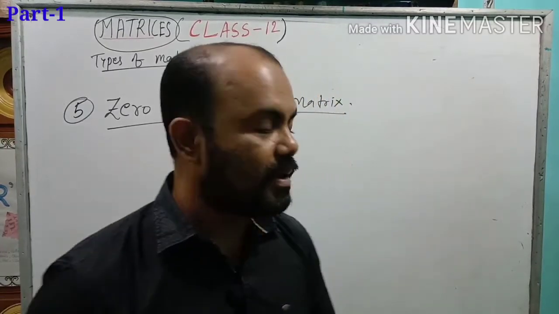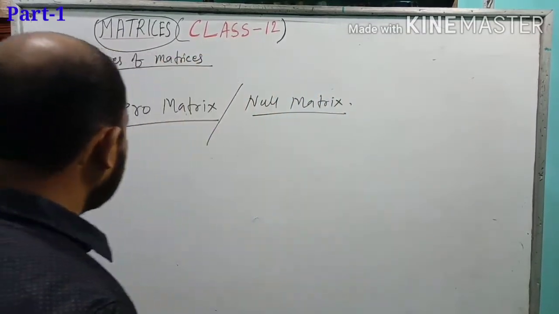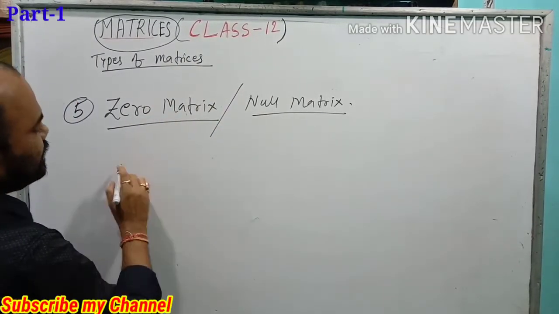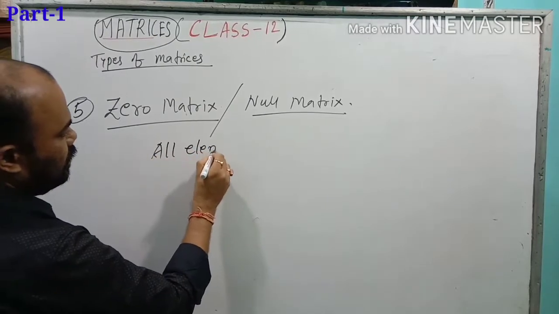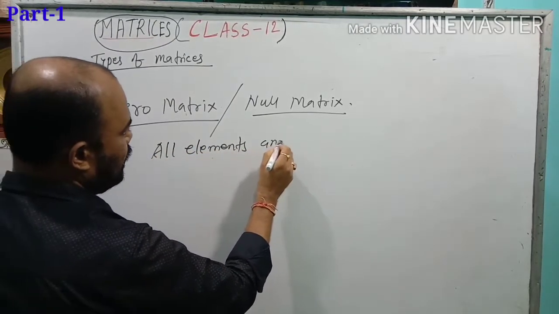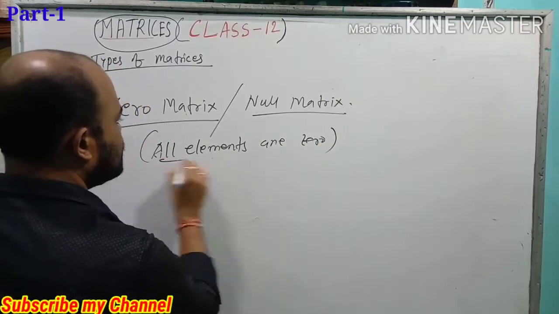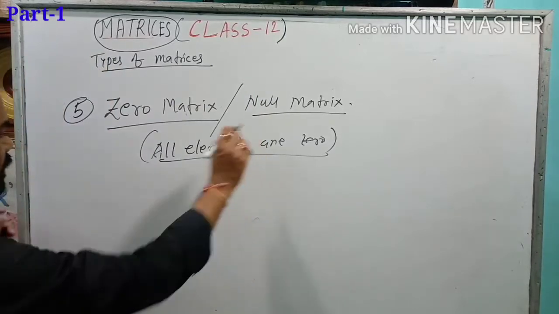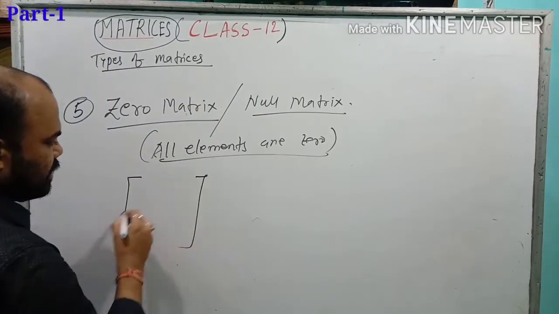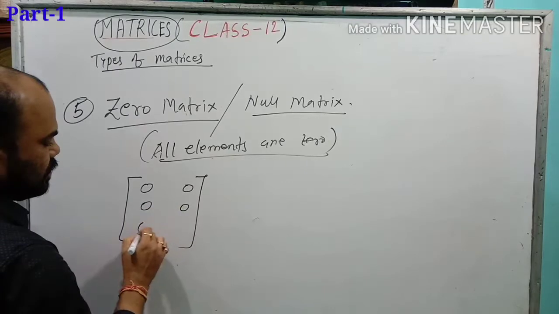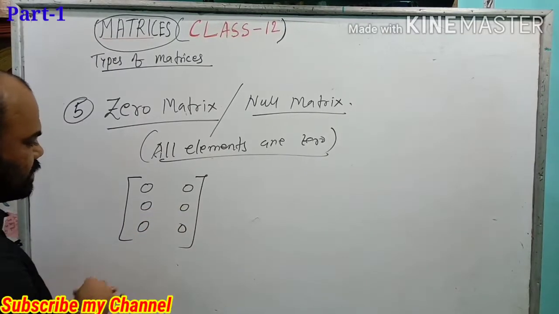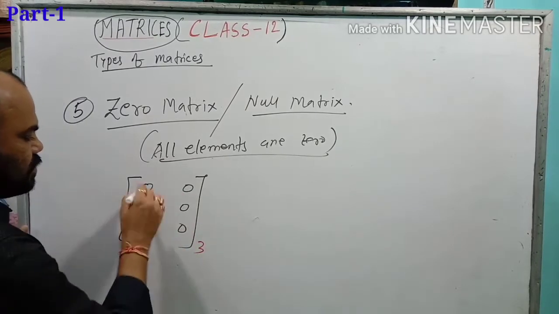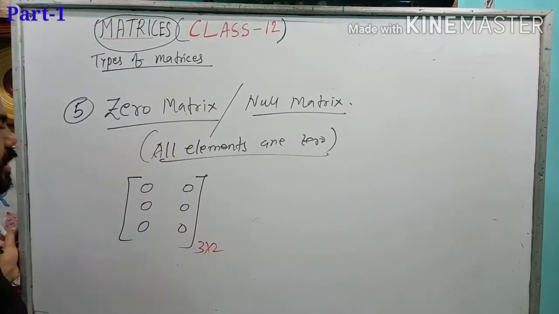Clear? There may be different types of zero matrices. What is the main thing of a zero matrix? All elements are 0. So this is the definition: if in a matrix all the elements are 0, this matrix is called a zero matrix. For example, you can take this one: 0, 0, 0, 0, 0, 0. What is the order of the matrix? See here, there are 1, 2, 3 rows and 2 columns. This is of order 3 by 2.